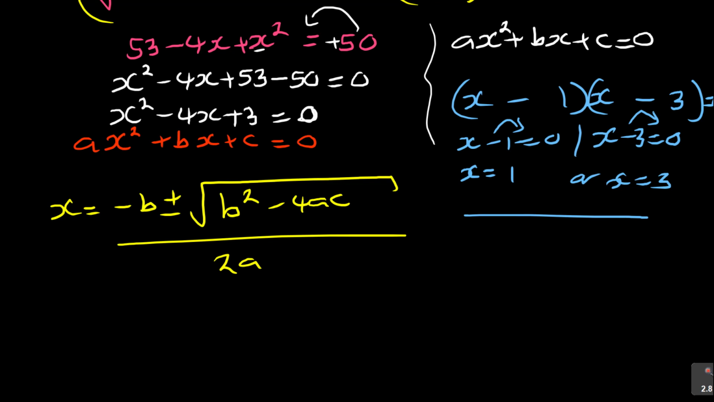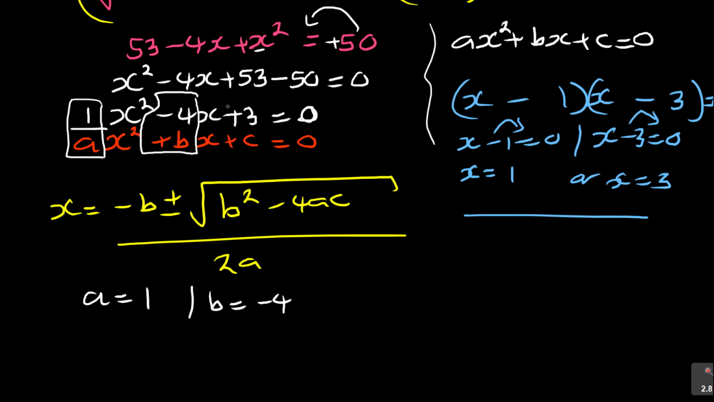Now how do I find my a? Look at this. I have here x squared, which means there is a hidden 1. So if I cut here on the x squared, you can see that a is equal to 1. What about b? The coefficient of x is b. With the negative sign, you can see that b is equal to -4. What about c?